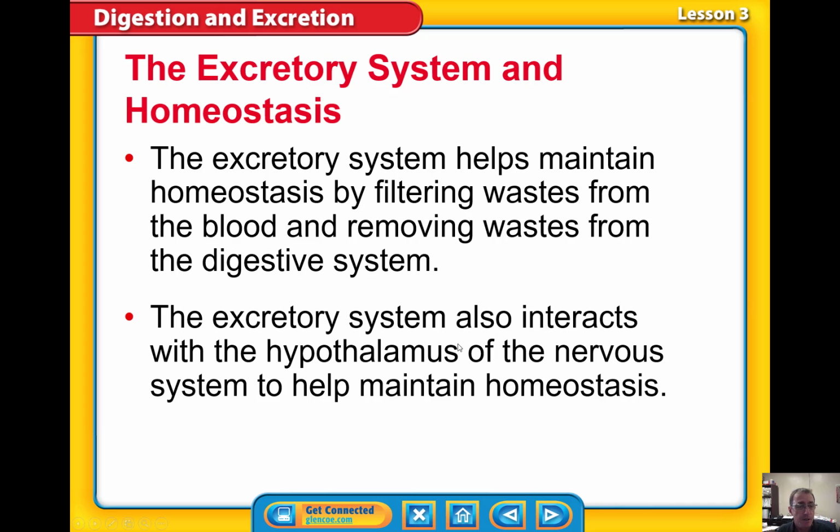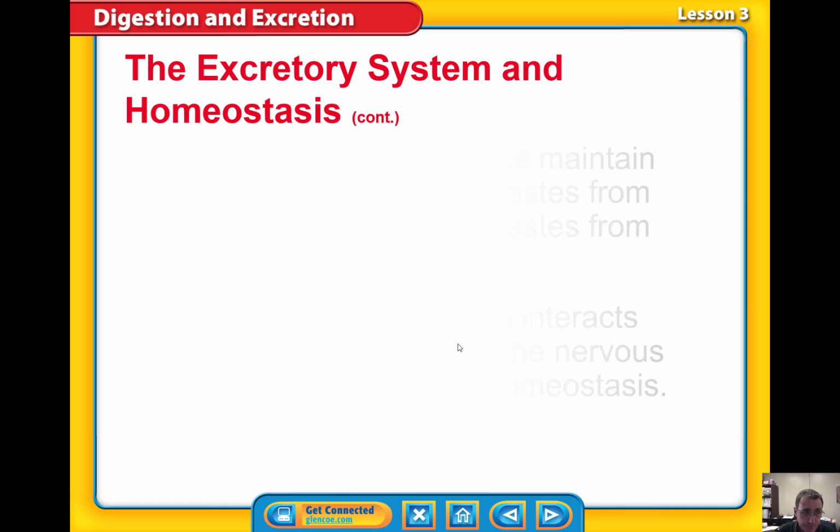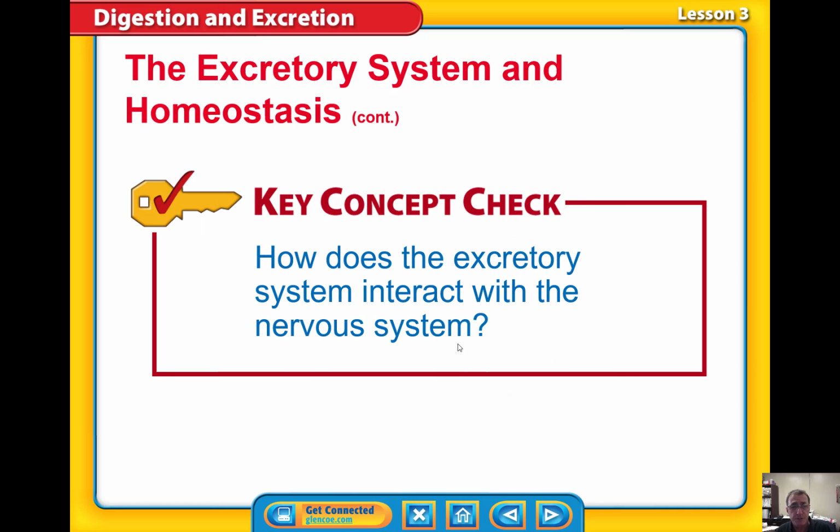All right, the excretory system, again, that's all four of those subsystems, also interacts with the hypothalamus, which we haven't talked about. It's up in the lower part of your brain, kind of inside. The hypothalamus of the nervous system helps maintain homeostasis. I don't like how it doesn't explain that. That would be a great wonder question, and we probably should talk about that in class. Like, how does the excretory system interact with that hypothalamus? Well, first of all, where is the hypothalamus and how does it interact with it? How does the excretory system interact with the nervous system? And that's again through that hypothalamus.